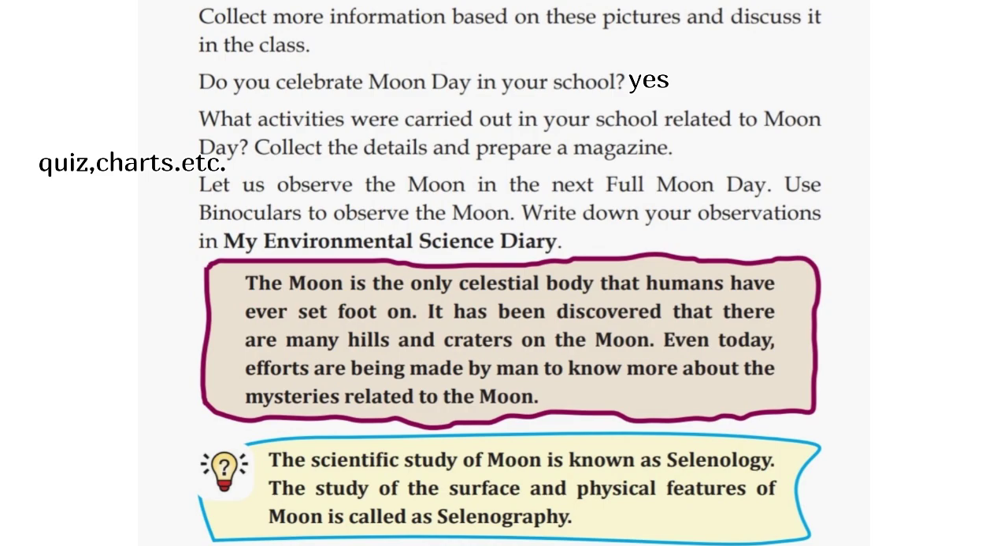The moon is the only celestial body that humans have ever set foot on. It has been discovered that there are many hills and craters on the moon. Even today, efforts are being made by man to know more about the mysteries related to the moon. The scientific study of moon is known as selenology. The study of the surface and physical features of the moon is called selenography.